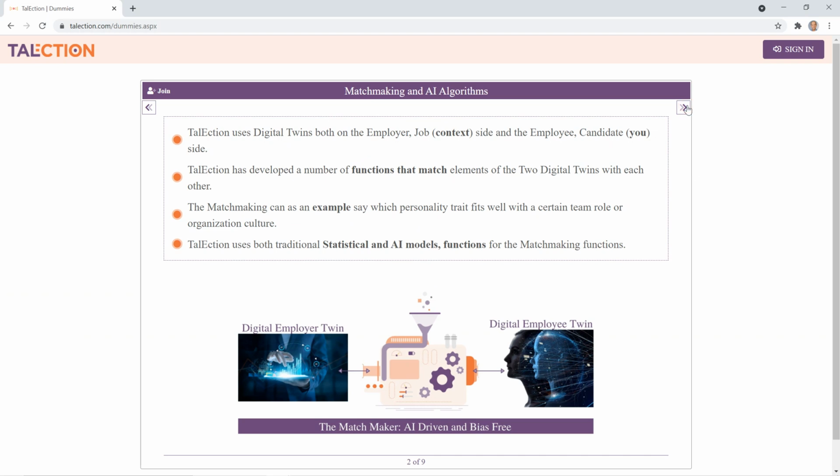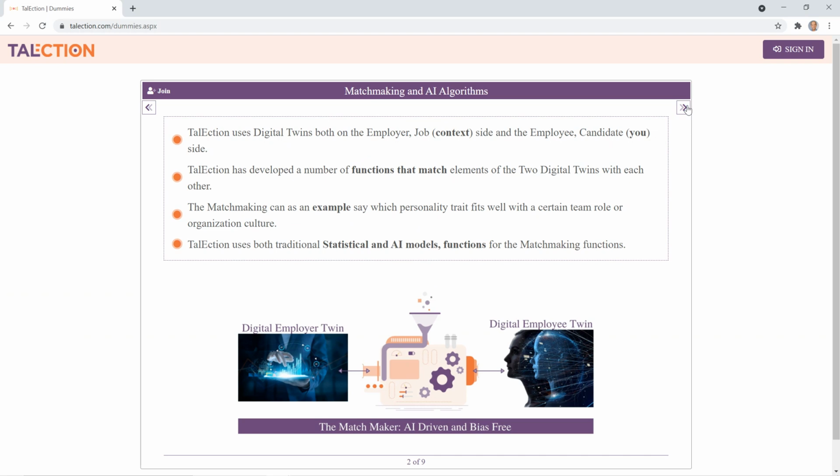So, matchmaking and AI algorithms. TalEction uses digital twins both on the employer side or the job context side, which is to the left on the image below, and on the employee candidate side, which is you, on the right hand side. And then TalEction has developed a number of functions or algorithms that match the elements of the two digital twins with each other. That's the magical machine in the middle in the image below.